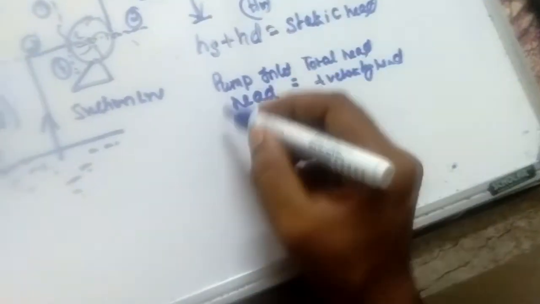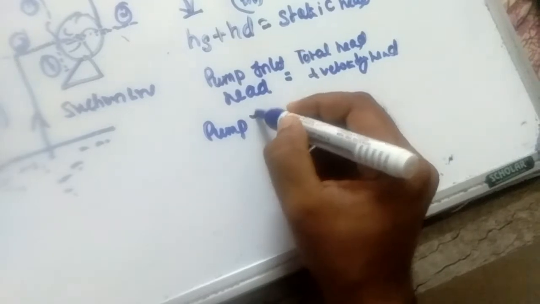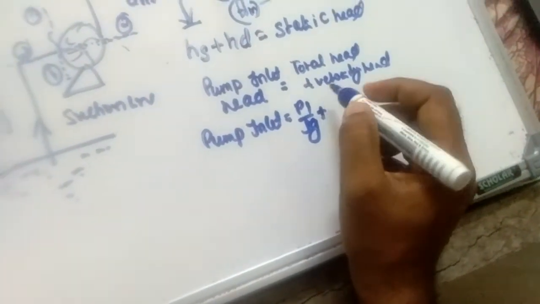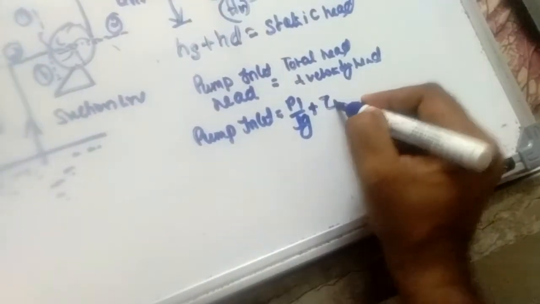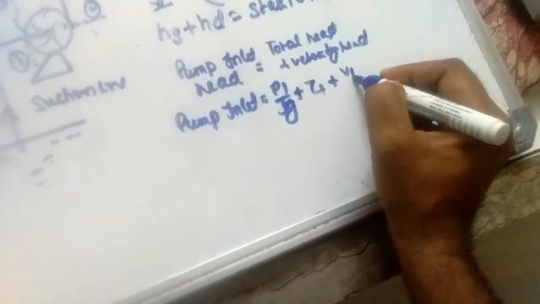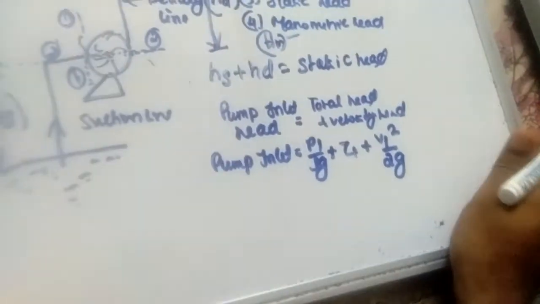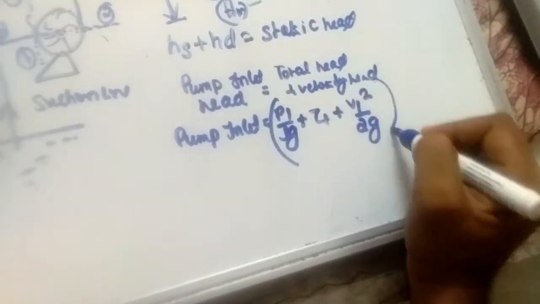So, pump inlet: P1 by rho g, this is Z1, and velocity head here, that is V1 square by 2g. So this is the pump inlet total head.